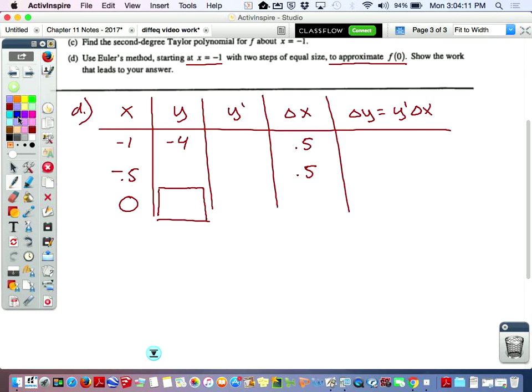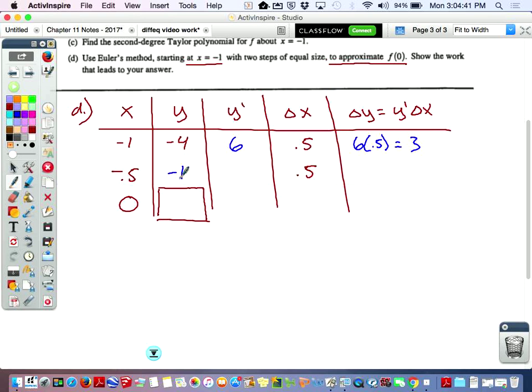At this point in time, we are ready to start filling in our table. What's kind of nice is we already know what our derivative is at -1, -4, because we found that out. That's equal to 6. We use that piece in A and C. So now we take 6 multiplied by 0.5. It gives us a delta y of 3. I'm going to add 3 to -4, which gives me a -1.